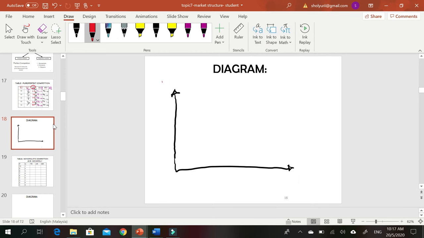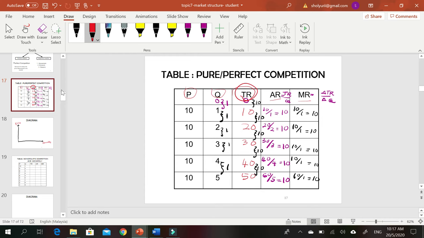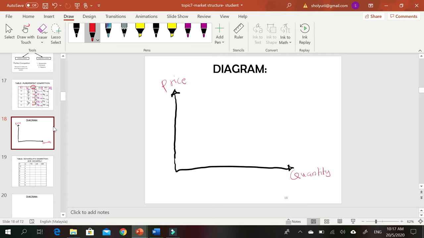Okay. So, price kat sini. Here is quantity. So, kita nak draw AR dengan MR. The thing is, AR and MR, the value is the same. 10 je semua. So, bila output equals to 0, output equals to 1, output equals to 2, 3, 4, 5, because we are sketching, tak perlu buat ni. Ni semua saya nak tunjuk kat awak ni. The value is always 10. Nilai dia akan sentiasa sama, 10. So, bila saya sambung garisan tu, dia akan jadi straight line.